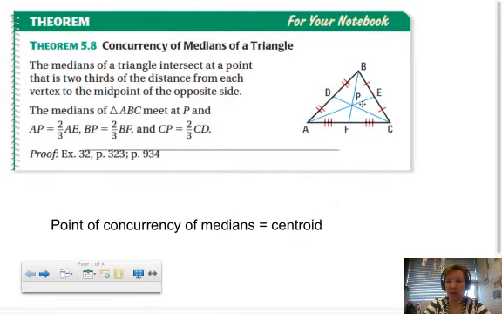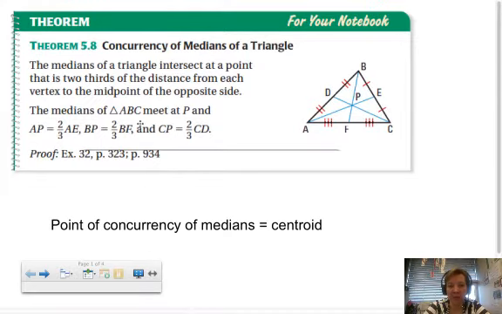How do I know that? Because I can see that E is a midpoint by the tick marks. I can see that F is a midpoint, and I can see that D is a midpoint, and they're all connected to the vertices. So point P is the centroid. It's where all three medians meet.